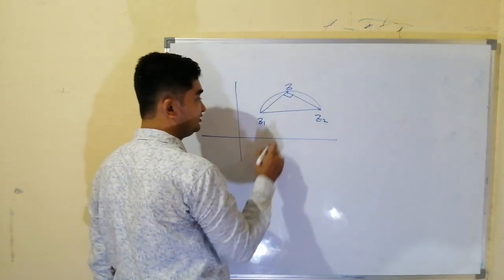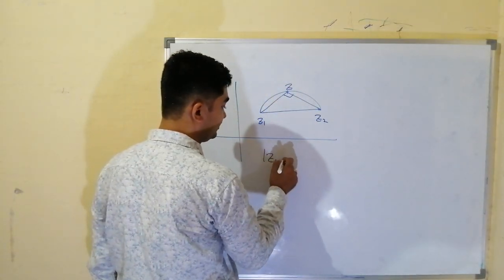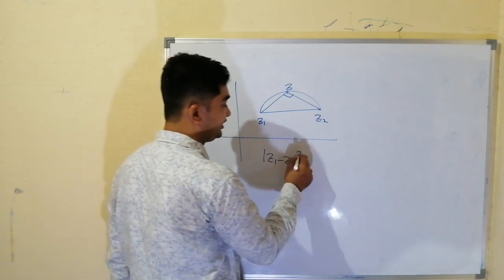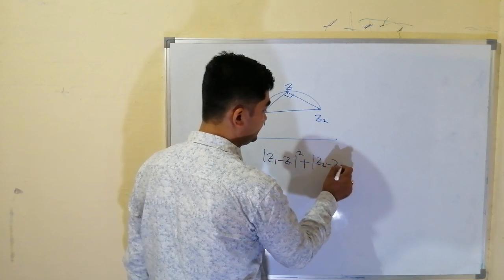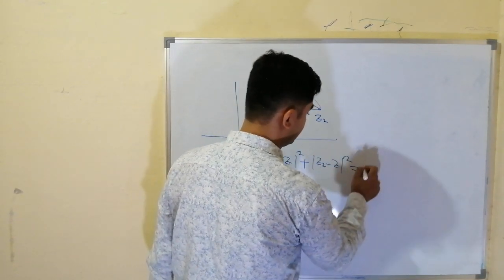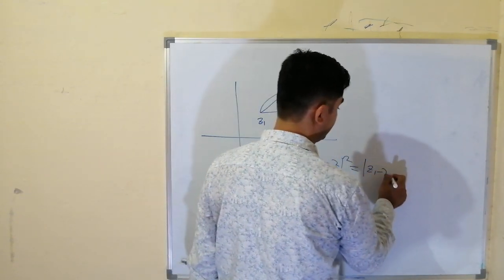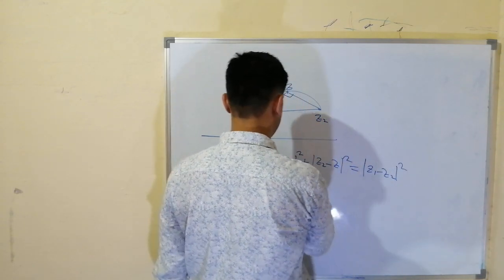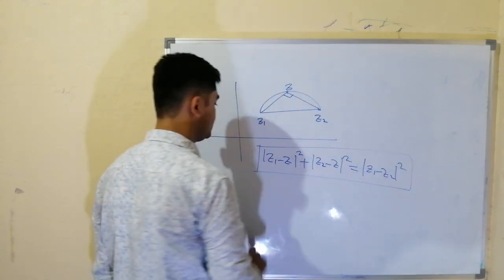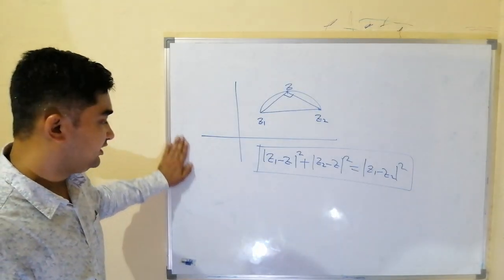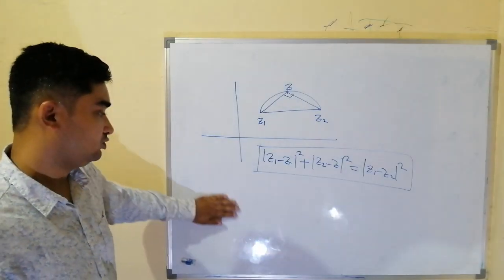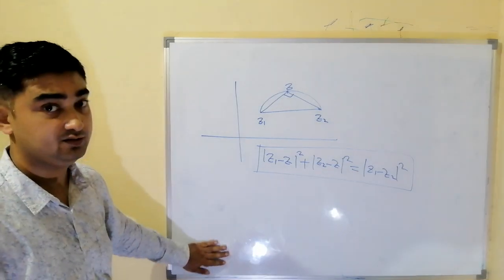Now what is this length? It is mod of Z minus Z1 or Z1 minus Z. Square of this plus what is this distance? Mod of Z2 minus Z. Square of this is equal to mod of Z1 minus Z2 square. So using Pythagoras theorem also we can write the equation of the circle whose endpoints of diameter are Z1 and Z2.